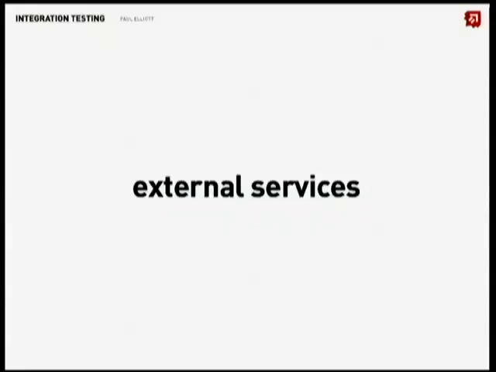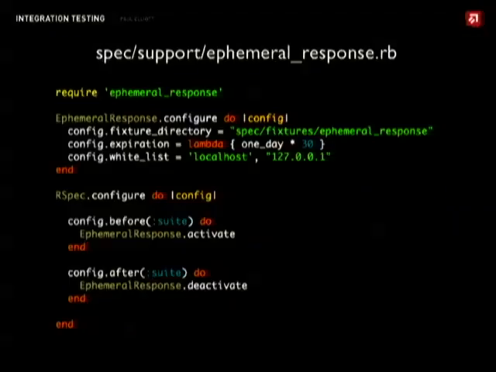External services are something we always have to deal with. We've got a ton of them, between payment gateways and Google Maps, and they really slow down your integration specs. We typically use a gem called ephemeral response, and it's really, really cool and easy to use. I like it because all you got to do is put this one file in your spec support directory, and it just kind of works. We're whitelisting localhost and 127.0.0.1 for Selenium, since it's hitting those.